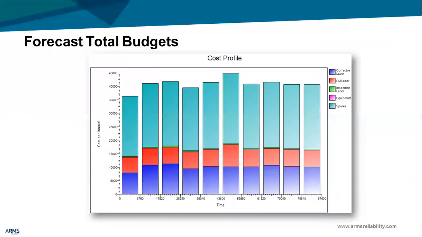We also want to be able to forecast budgets, because a bunch of strategies is great, but we need to make sure we've got enough money, and we need to be able to quantify how much money this strategy is going to cost us, and where our money is actually going. Is it going to breakdowns? Is it going to spare parts? Is it going to inspection activities? So we can see that, and we can forecast what that budget's going to be over the lifetime.